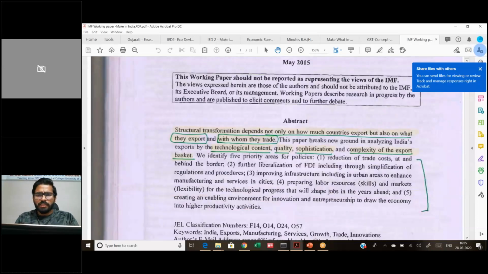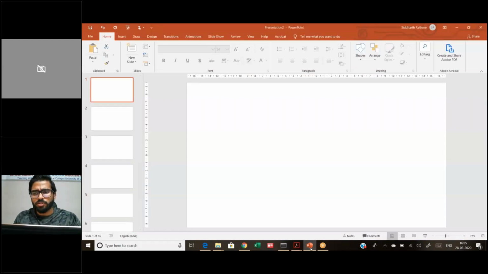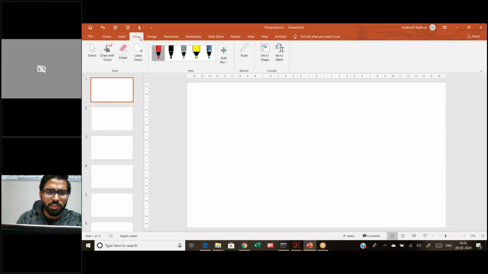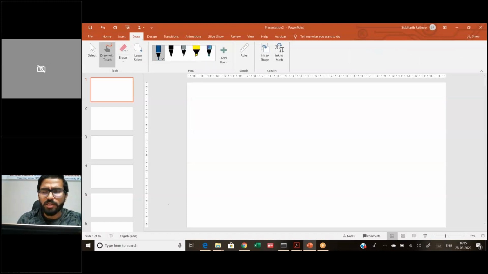So what this reading starts by saying is that it is not just when we talk about structural transformation. We have heard quite a bit about structural transformation. Now, when we talk about structural transformation, we talk about the transition of an economy from being an agrarian economy.